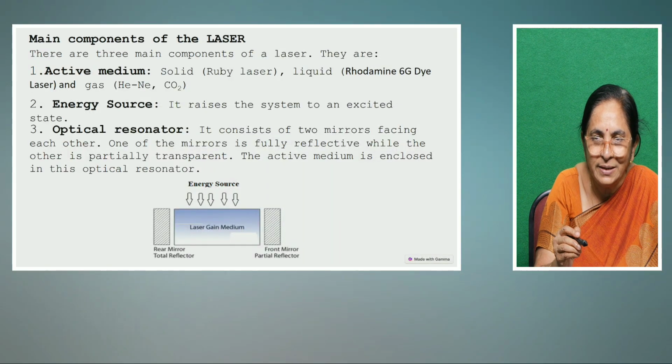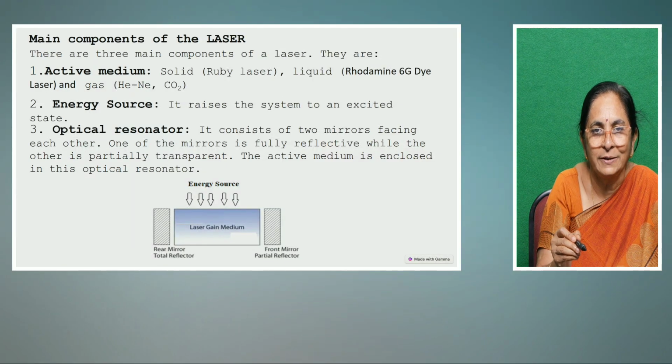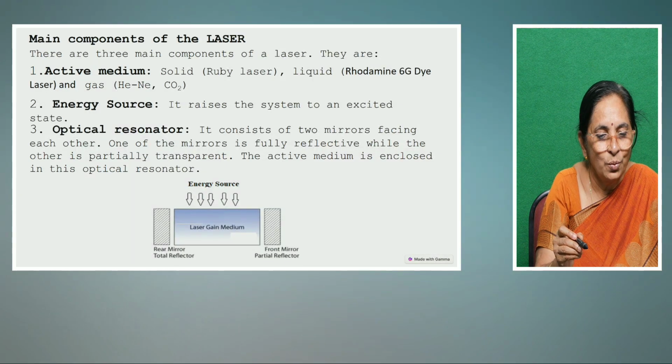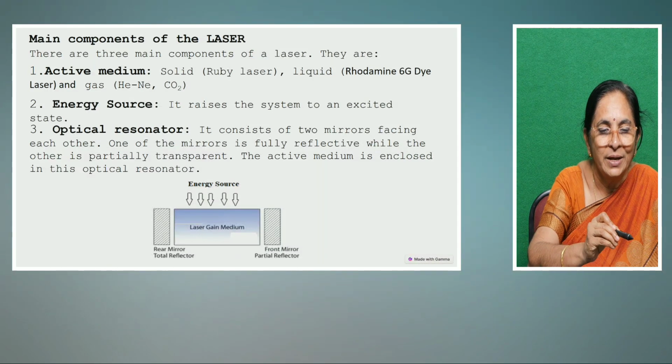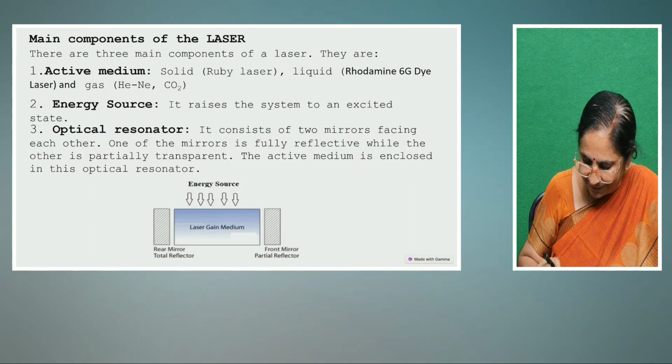Whether it is a solid laser, liquid laser, or gaseous laser, a laser needs three components: one is the active medium, another is the energy source, and another is the optical resonator. If any one is not there, it cannot act as a laser.